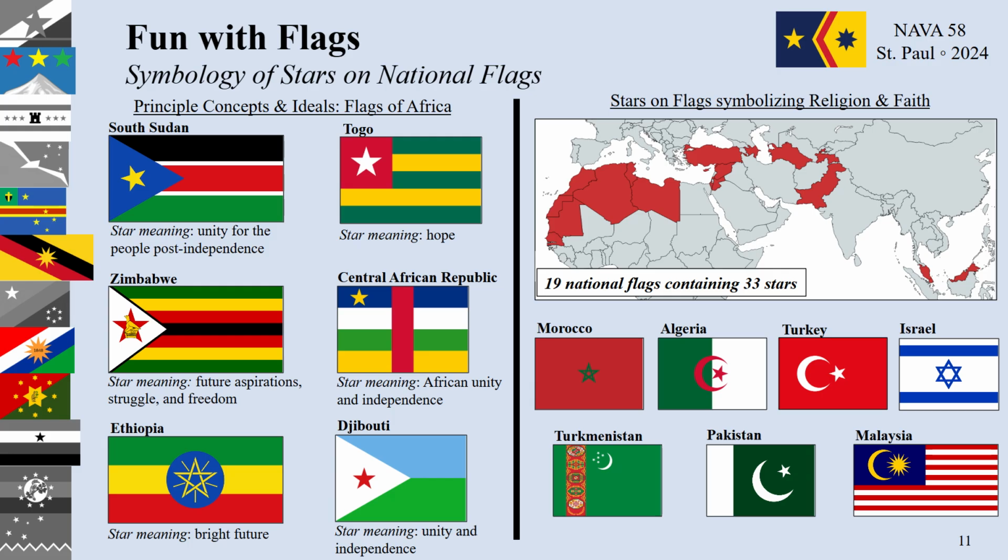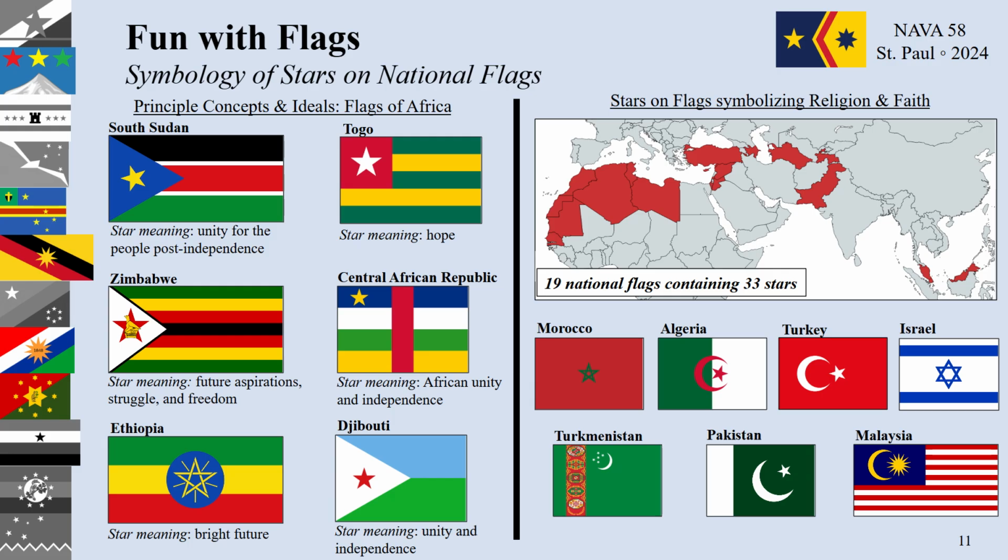So it has nothing to do with Islam at all. So it just shows kind of how things can get away from people. And then on the right side are the principles, concepts, and ideals of the flags of Africa. Half the stars of Africa represent these nebulous concepts of hope and faith and peace.